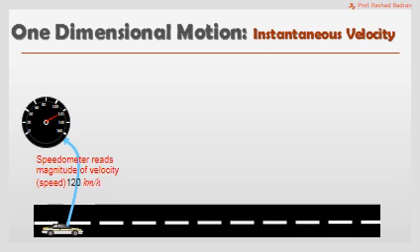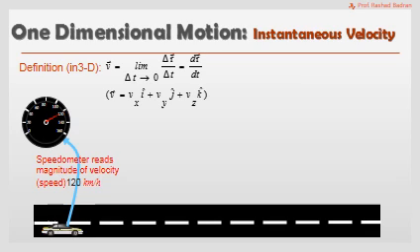Instantaneous velocity is defined in 3 dimensions as the derivative of the position vector with respect to time. In Cartesian coordinates, this velocity has 3 components: Vx, Vy, and Vz. Thus, we need to find the magnitude and direction of this velocity vector.